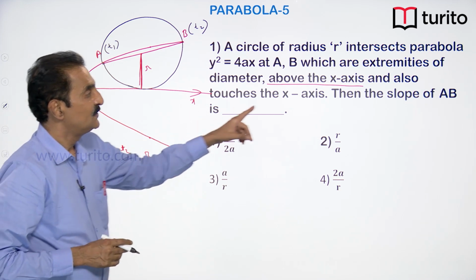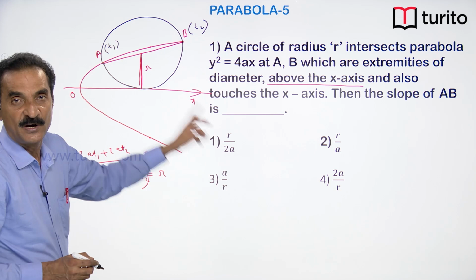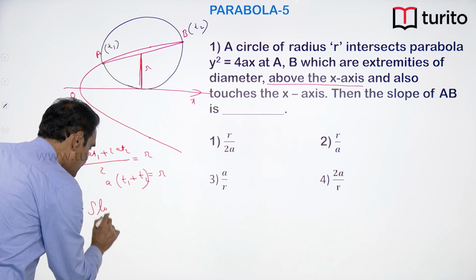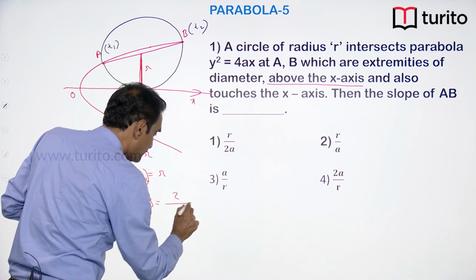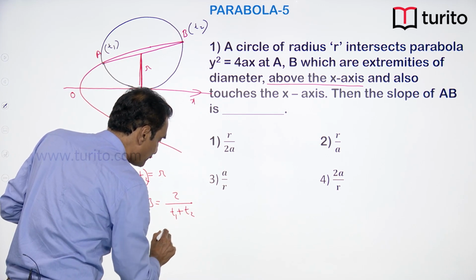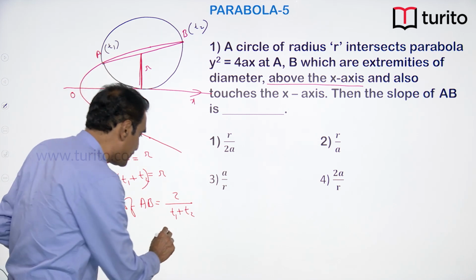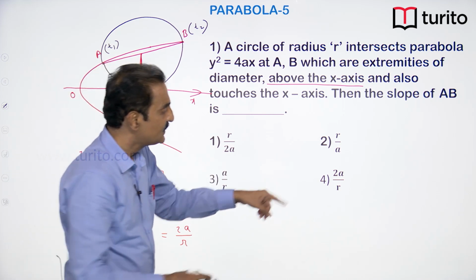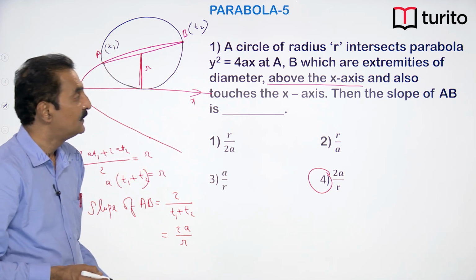Now what do you want? The slope of the chord AB. Already we have discussed in the theory the equation of the chord joining T1 and T2 and the slope of the chord joining T1 and T2. The slope of AB is, what is the formula? 2 by (T1 plus T2). What is T1 plus T2? R by A. If you substitute R by A here, you will get 2A by R. So, the slope of AB is 2A by R. Fourth option is correct. Okay. Next question.